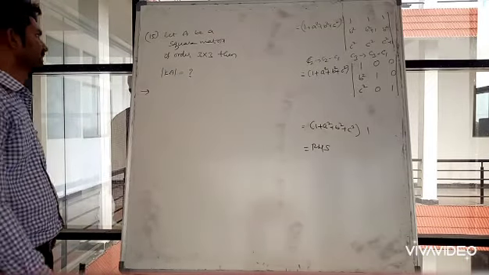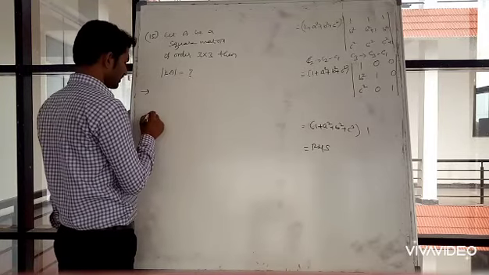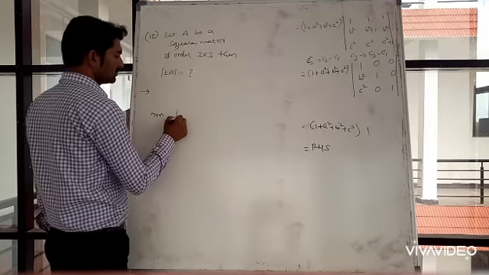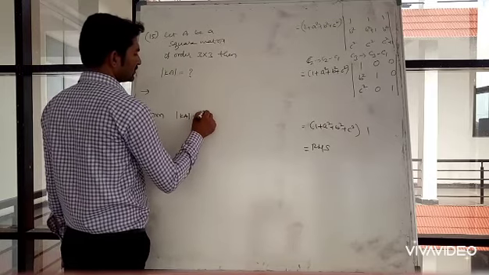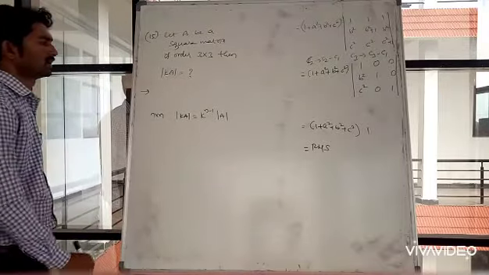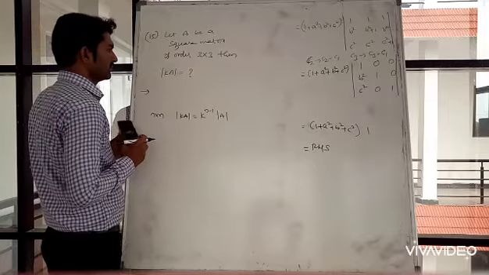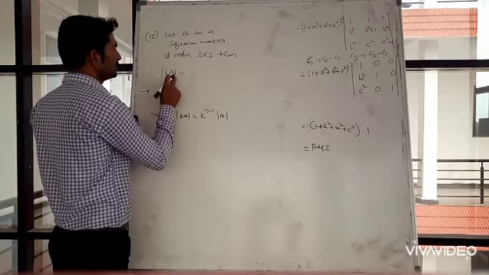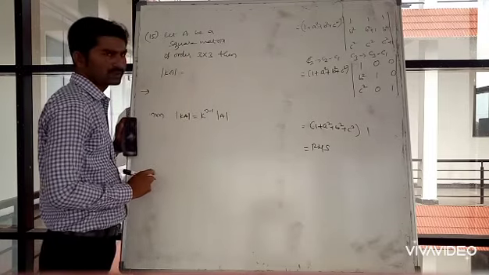There is one theorem. The theorem says that if A is any matrix of order n cross n, then the determinant of K into A is equal to K raised to n minus 1 into the determinant of A. This is the theorem. By this theorem, the answer will be, because the order is 3 cross 3, so n is equal to 3.